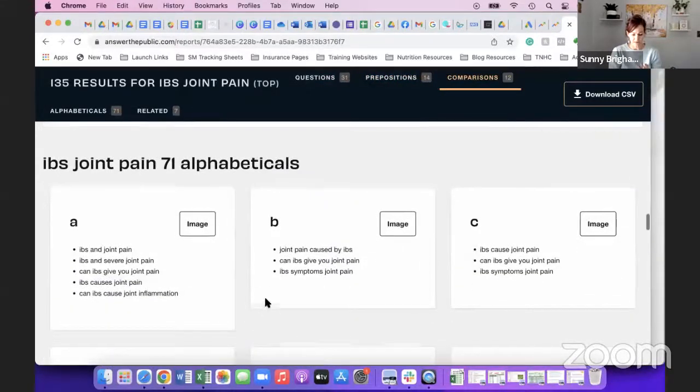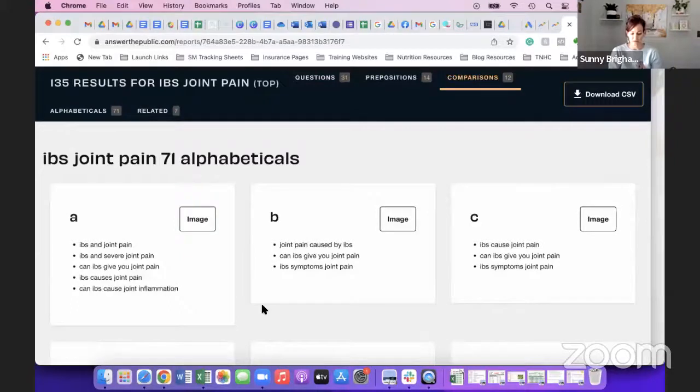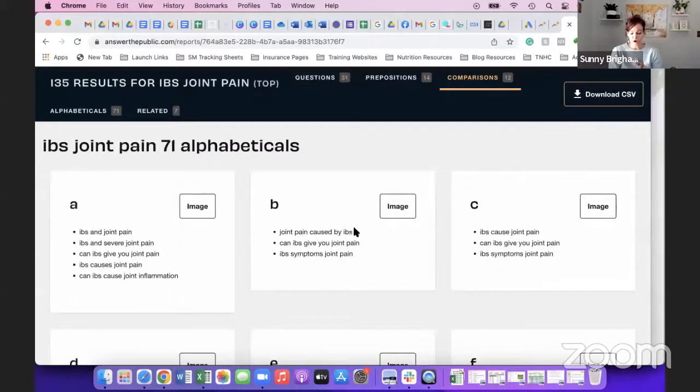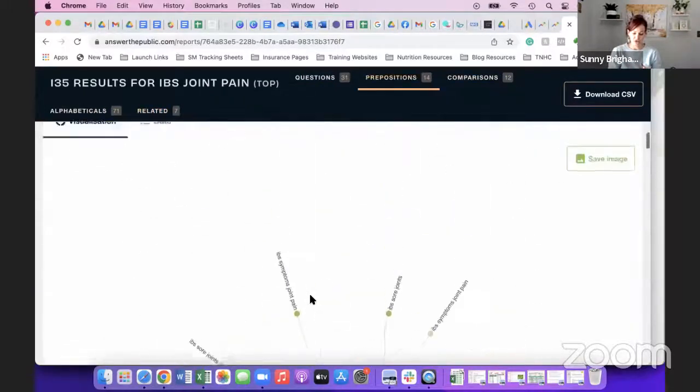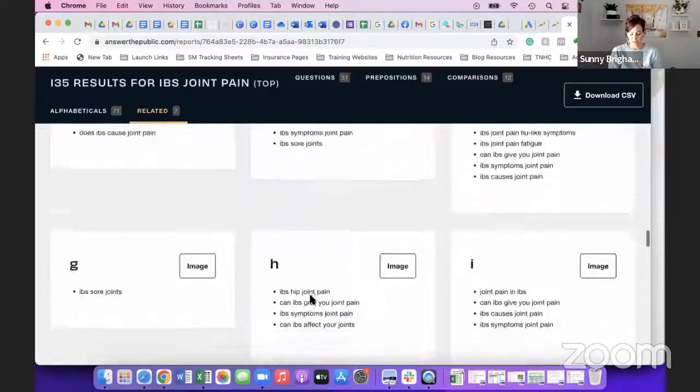And I come down to here, the IBS, joint pain, the alphabeticals. These are what people are typically searching for. So IBS caused joint pain. Can IBS give you joint pain? IBS symptoms, joint pain. These are the key terms that I might try to include in my blog or in my marketing material. So again, you're going to get your visuals, and then I like to come down here more.